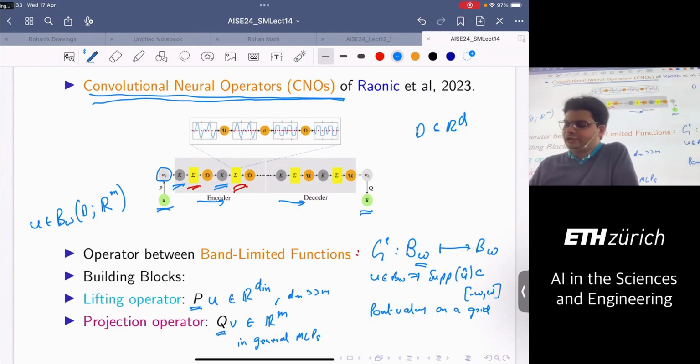So essentially what you do is that you do this projection and this lifting and this projection back, right? So what is left then is that you have to work with convolutions and nonlinearities.